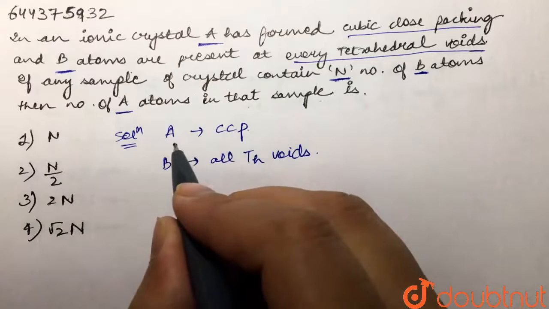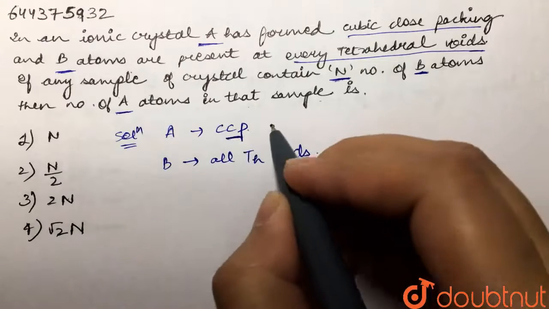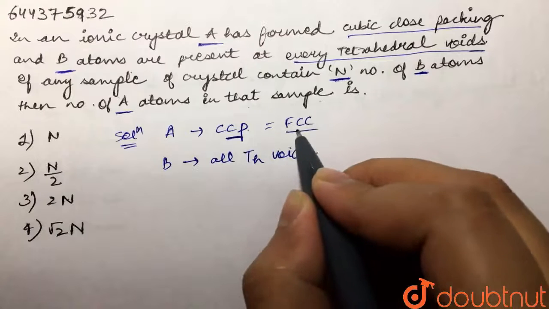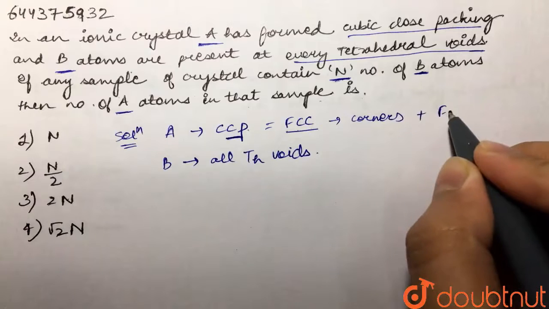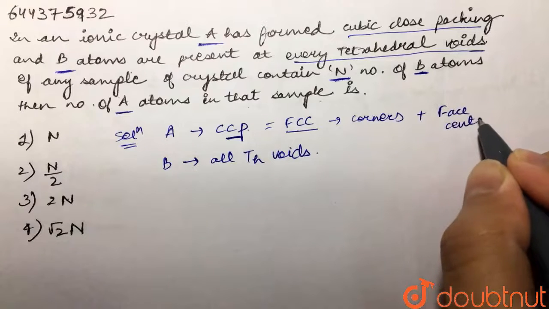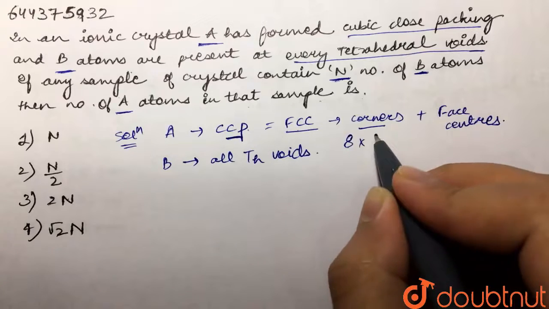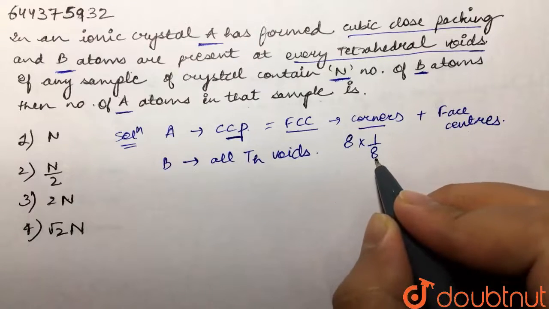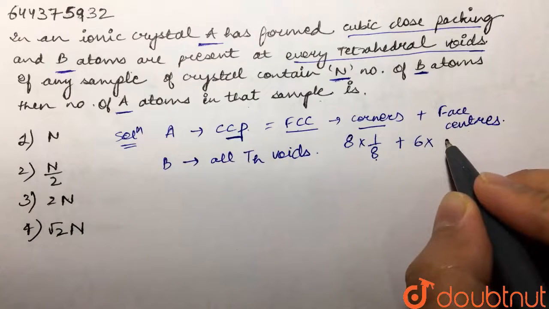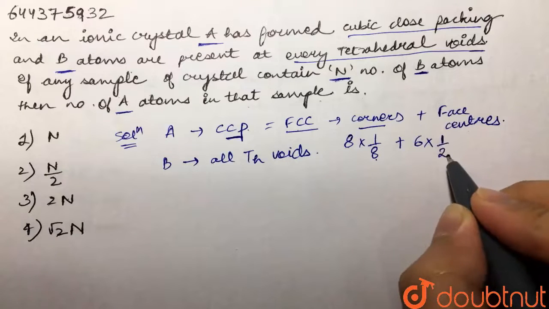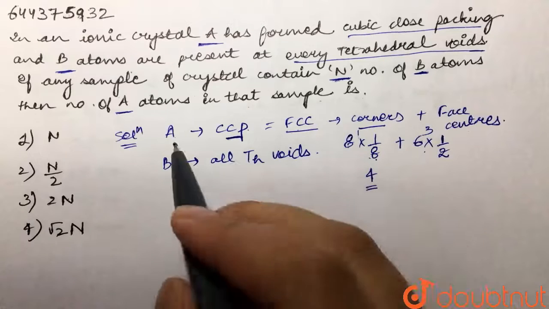So over here if we look at the A atoms, they are saying that it is formed by cubic close packing. Now cubic close packing is nothing but FCC, which is face centered cubic packing. In this case atoms are present at corners plus face centers. In corners we know that there are a total of 8 atoms at 8 corners, and each has a contribution of 1 by 8 because each corner is shared by 8 unit cells. Then face centers are 6 in number and each is shared by 2 unit cells, and hence each has a contribution of 1 by 2. So this makes it 3 atoms. So we have 1 plus 3, that means 4 atoms of A are present.